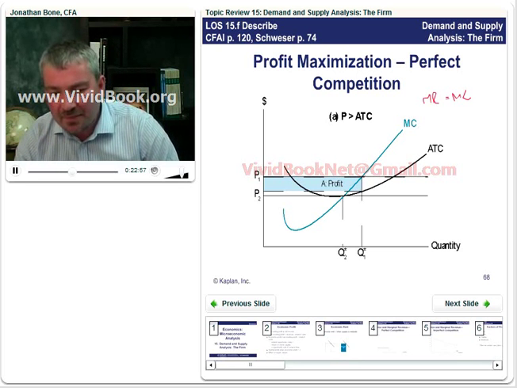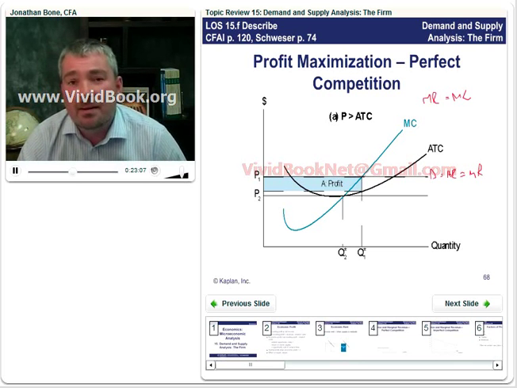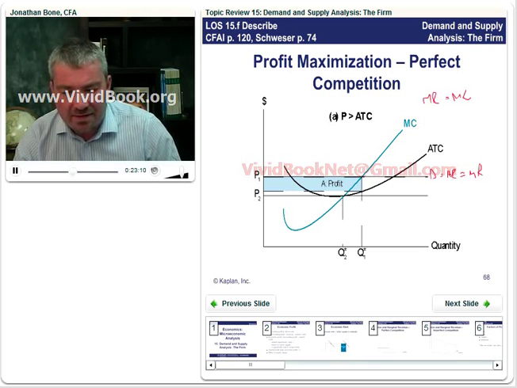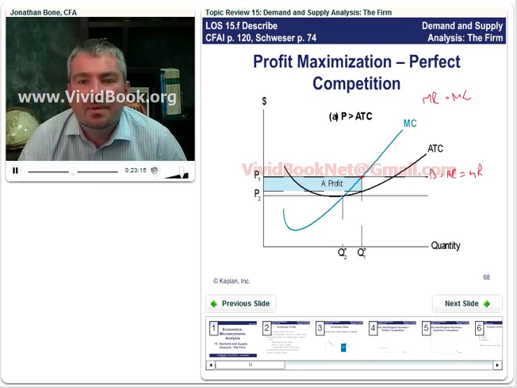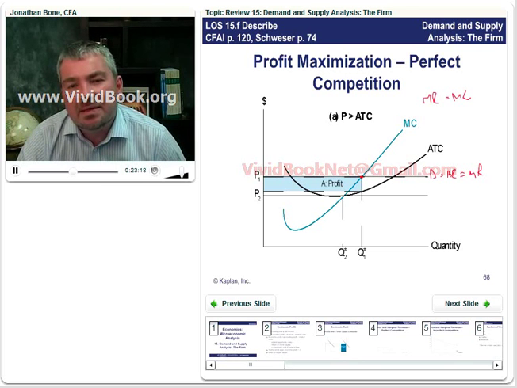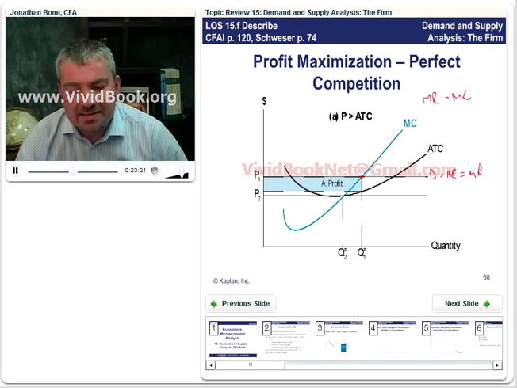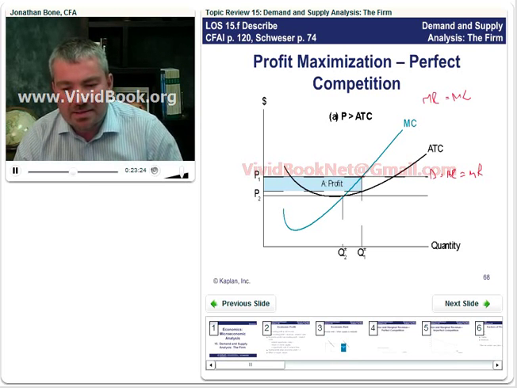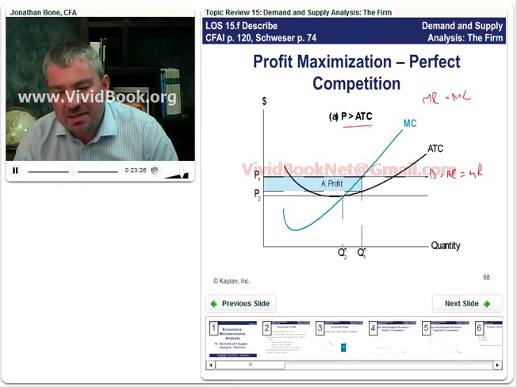Now, of course, remember this line up here, demand is equal to average revenue and it's equal to marginal revenue in perfect competition. Okay, so the point where marginal revenue equals marginal cost is our point here. And that determines the firm's profit maximising quantity. Now you'll notice in this scenario at P1, that price is bigger than average total cost. Here's the price per unit, and here's the average total cost per unit.